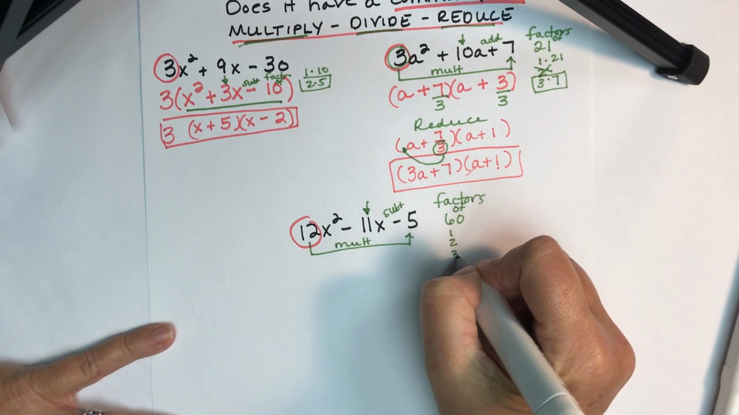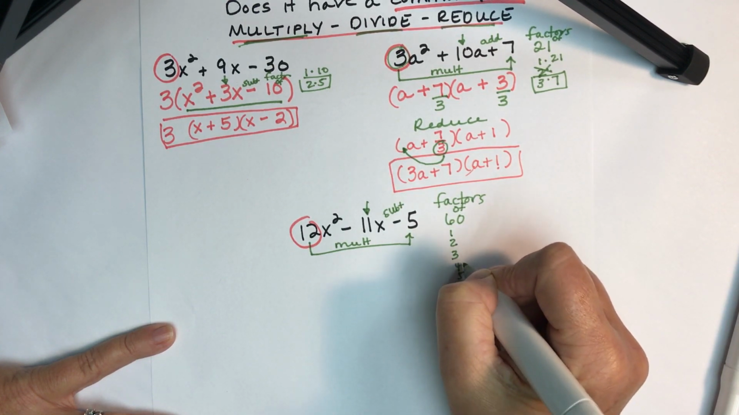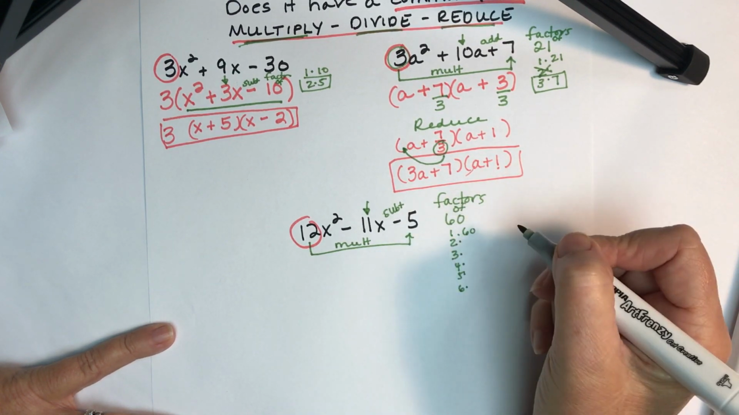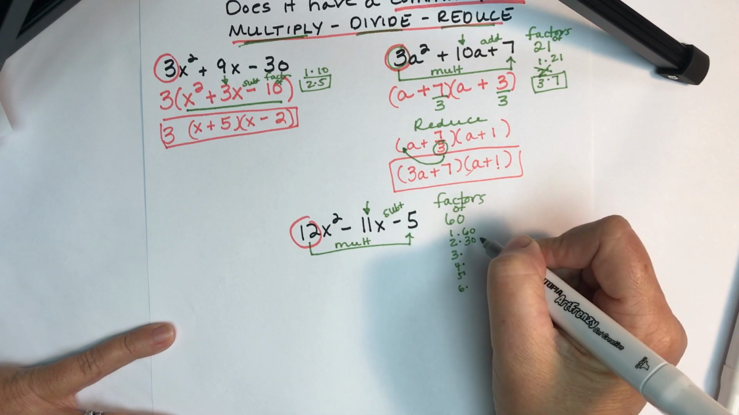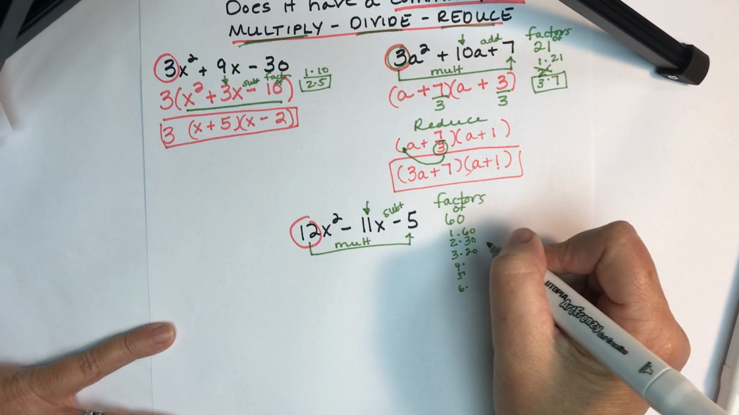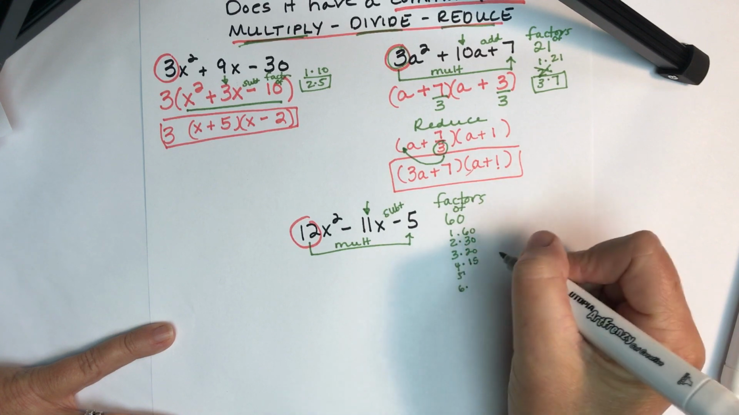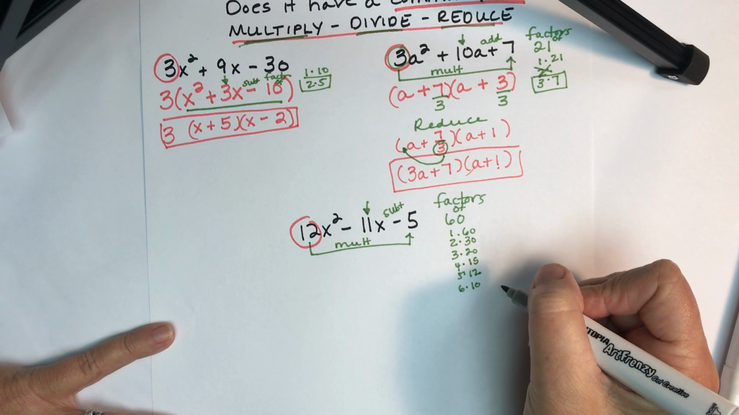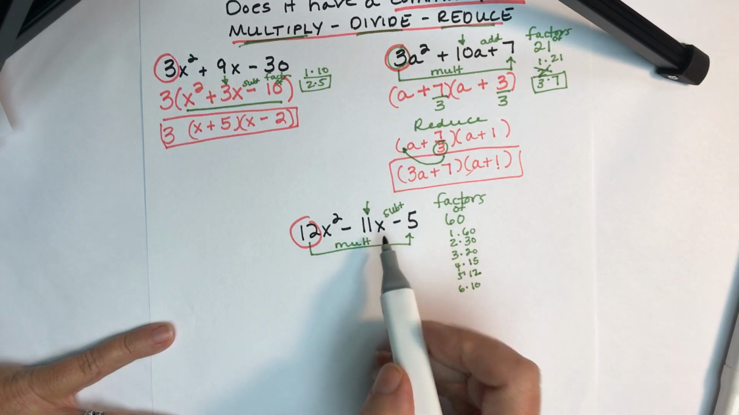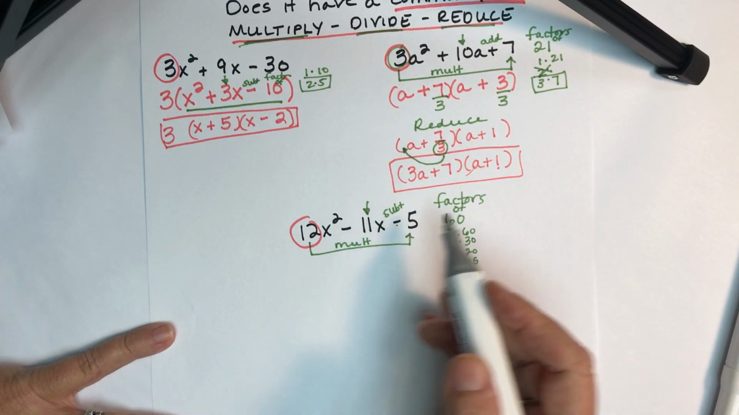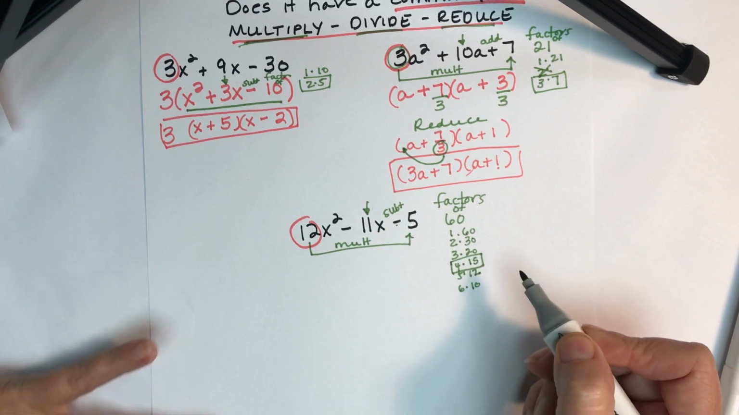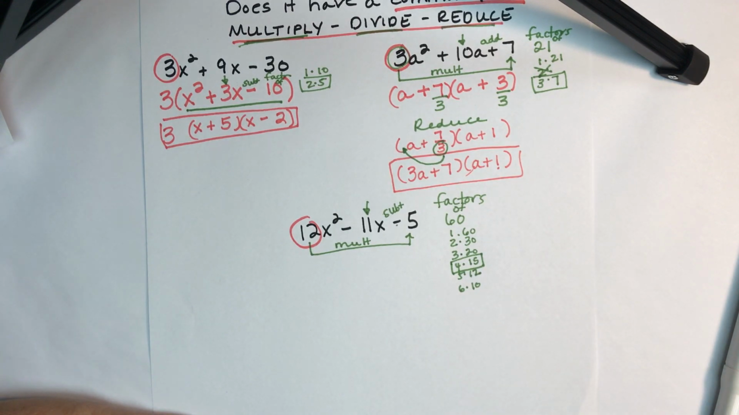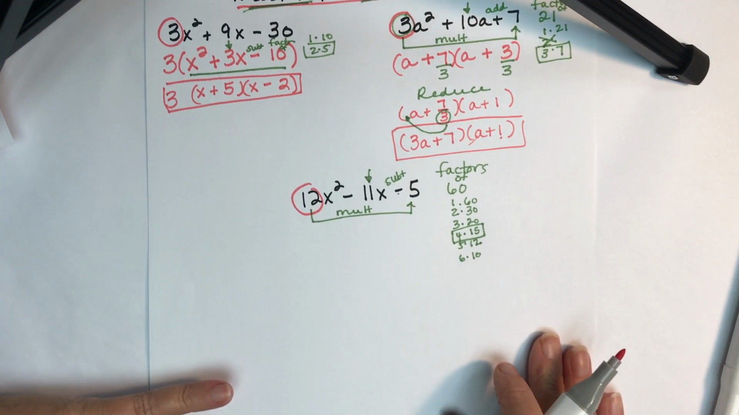So what are my factors of 60? You can just list your numbers and start by dividing. So 60 divided by 1 is 60. 60 divided by 2 is 30. 60 divided by 3 is 20. 60 divided by 4 is 15. 60 divided by 5 is 12. And 60 divided by 6 is 10. But we want the one that subtracts to be 11. So that would be 4 and 15. They multiply to give you 60, but they subtract to give you 11.